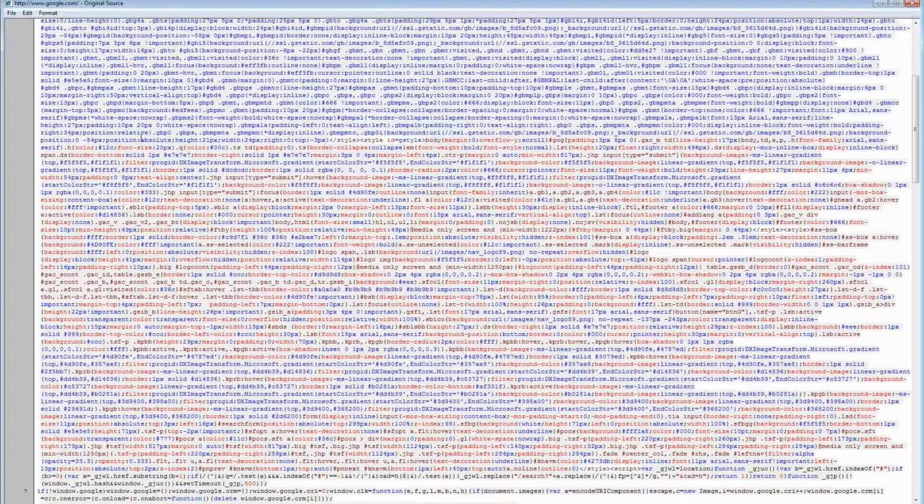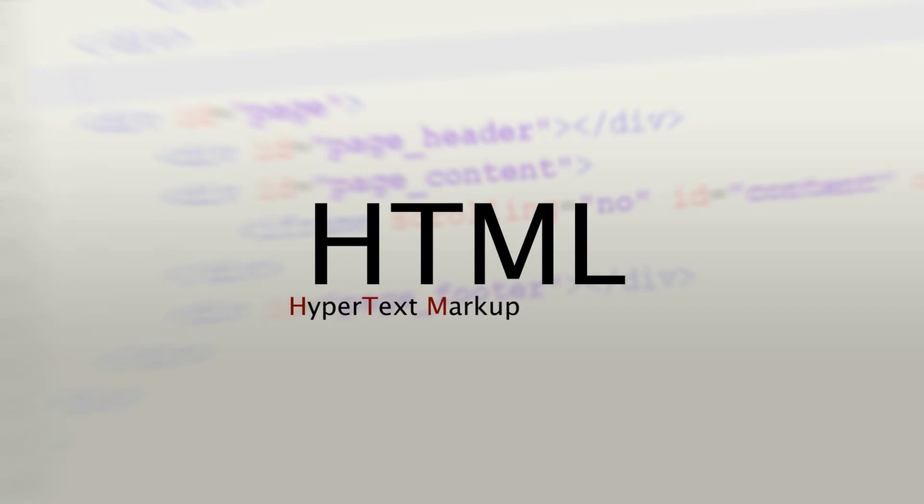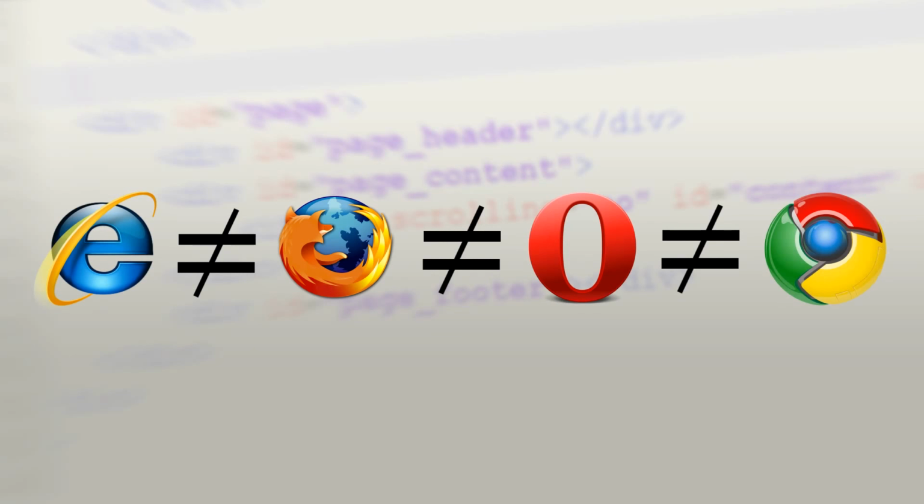The code you see is a language that your web browser can understand. This language is called HTML, which stands for HyperText Markup Language. The HTML code tells your browser how the web page is supposed to look based on a set of rules. Although these rules are well defined, different browsers interpret the rules differently. In the next section, we'll look at the different browsers.